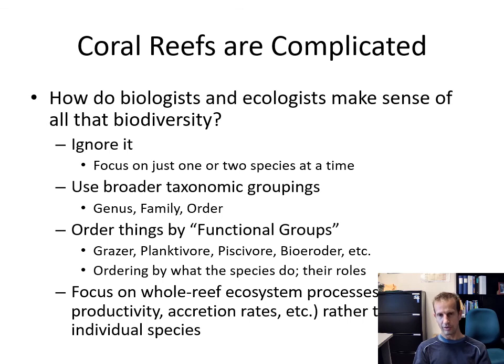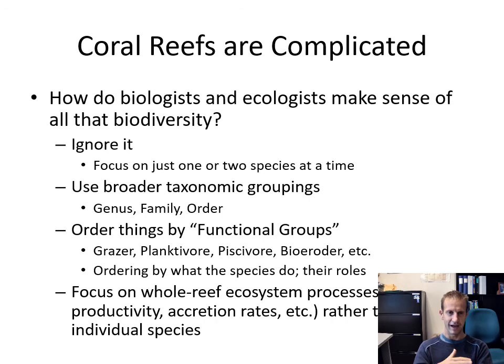We can also order things by what they do. So not necessarily what they're related to or what family or genus they're in, but what their role is. One of the roles that we just talked about was grazers. So you could survey the amount of grazers. Planktivores means things that eat plankton. So some types of fishes are planktivores, for example. Piscivores are fish eaters, bioeroders. So you can order the species by what they do and then keep track of how many of the things are there that do different things, and that gives you some insight into some of the overall processes on the reef.